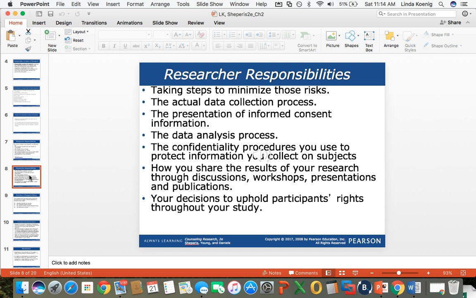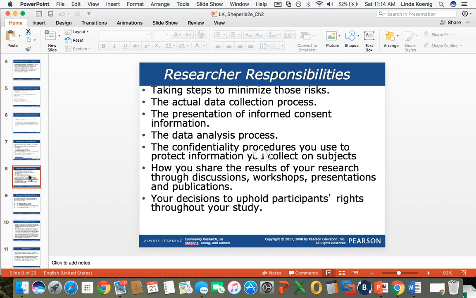Okay, so I've already talked about taking steps to minimize risk to human subject participants. We also have to be very vigilant about the data collection process, the way that we present informed consent information, because we can't present it in a way that is slanted or that withholds anything. We have to be very, very upfront with our human subject research participants, and they have to be given a very real ability to say yes or no with full knowledge of what it is they're being asked to do.